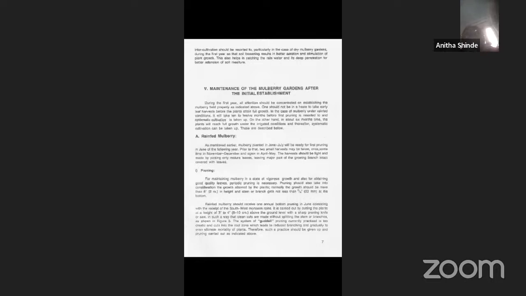In the case of mulberry under rain-fed conditions, it will take 10 to 12 months before the first pruning is resorted to and systematic cultivation is taken up. On the other hand, in about 6 months' time, the plants will reach full growth under irrigated conditions, and therefore systematic cultivation can be taken up. So as soon as the first year is over, you should not be in a hurry to cut the leaves and give them as food to the silkworm. Now, what are the systematic conditions that need to be taken and how to maintain them, we'll see now.